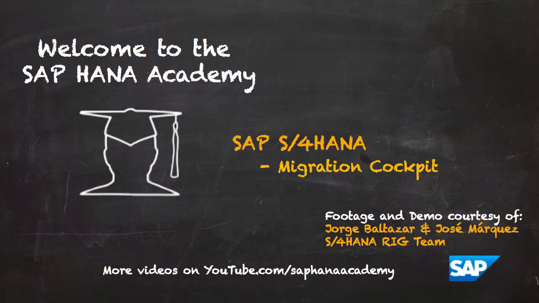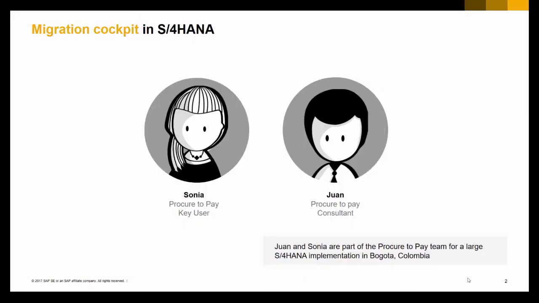Sonia works for a cargo logistics company as a supply chain manager. The company has started their digital transformation, and their first initiative is to implement SAP S4HANA in a greenfield project called Aconcagua. For this project, Sonia has been assigned as a procure-to-pay key user.